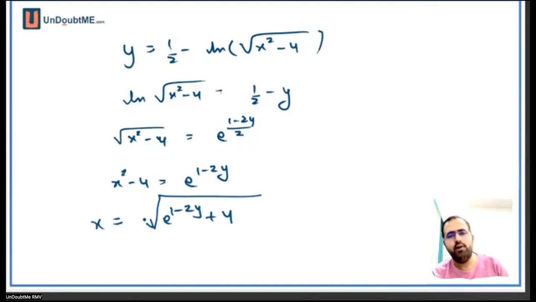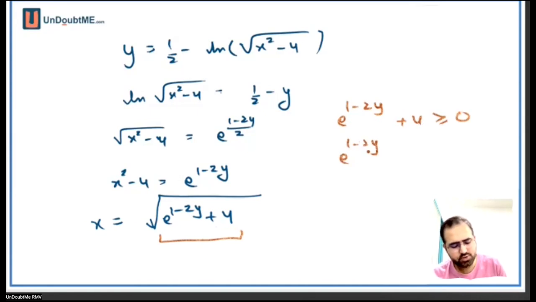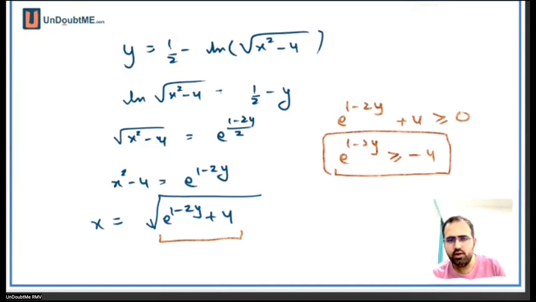Now from here, how do we find the condition? The condition is pretty much sorted: whatever is written inside the square root should be greater than or equal to 0. It can't be negative. So I will write e to the power (1 minus 2y) plus 4 is greater than or equal to 0, so e to the power (1 minus 2y) is greater than or equal to minus 4. If you want, you can solve it directly in the calculator, or you should solve it like an equation. How to solve it like an equation? Take log on both sides.